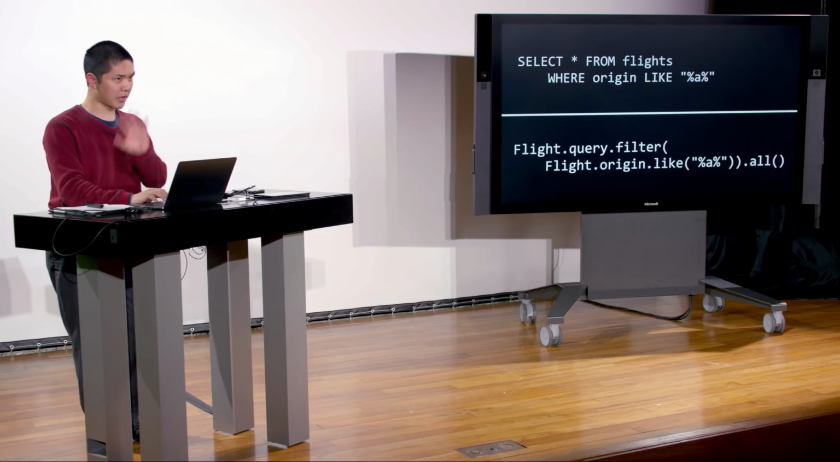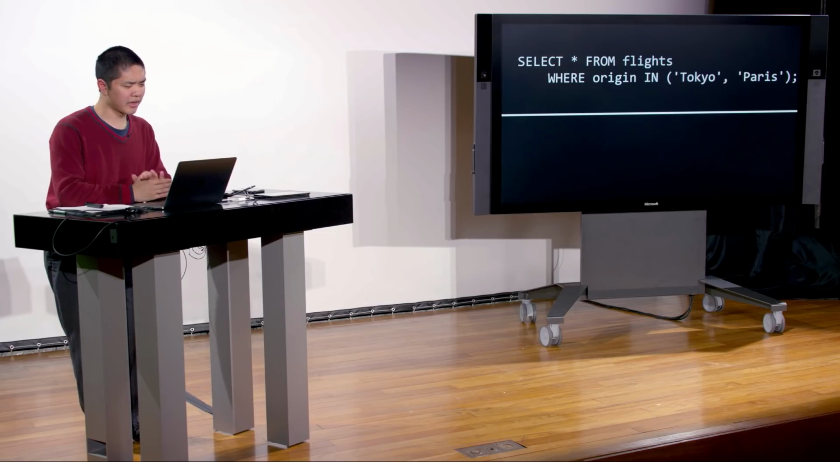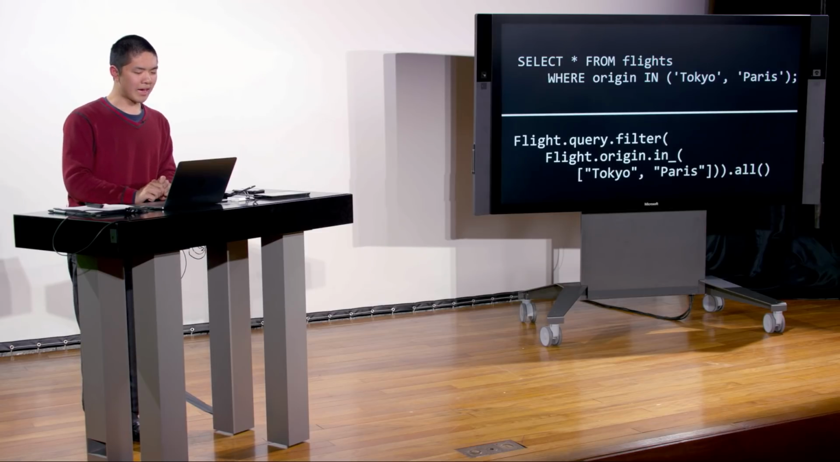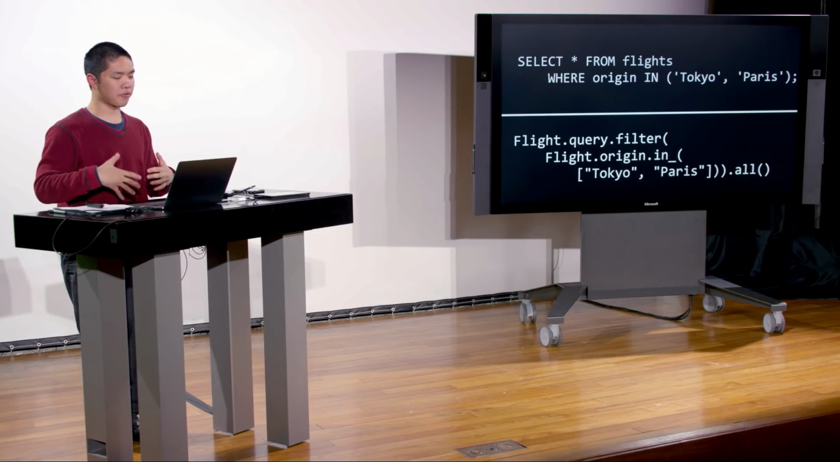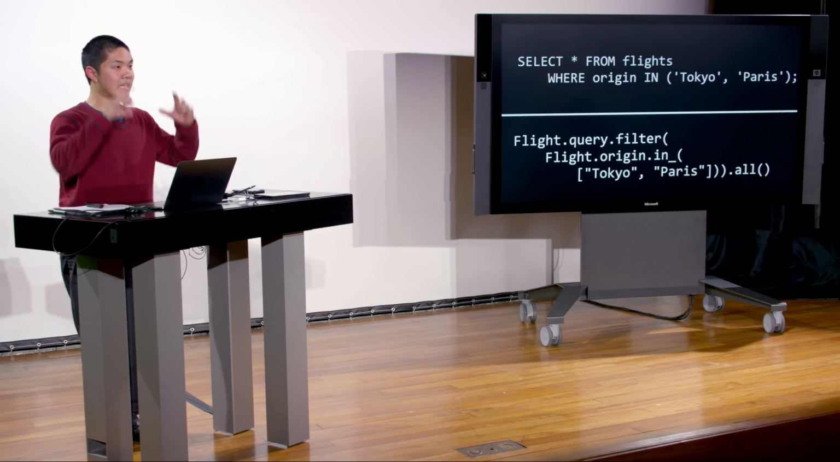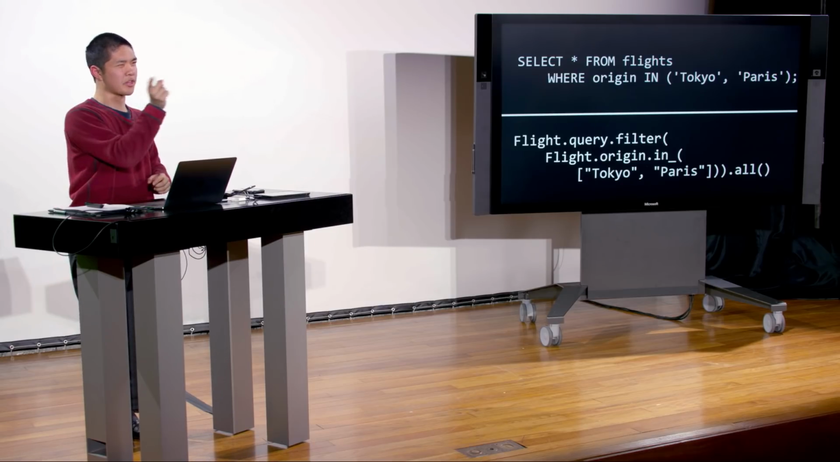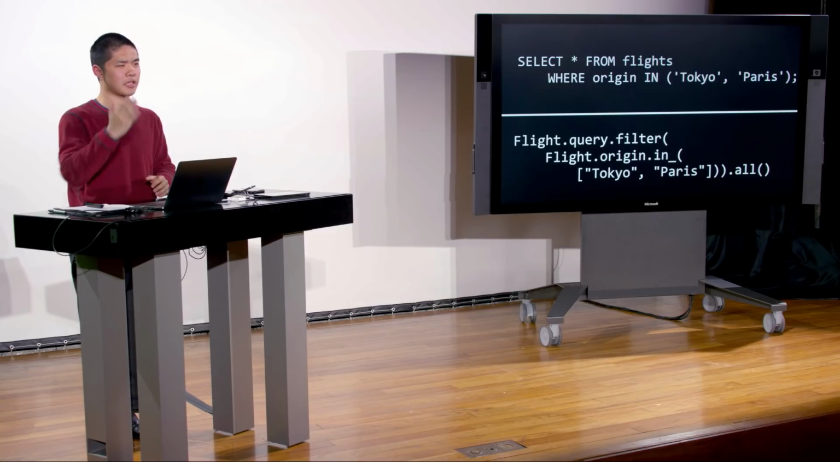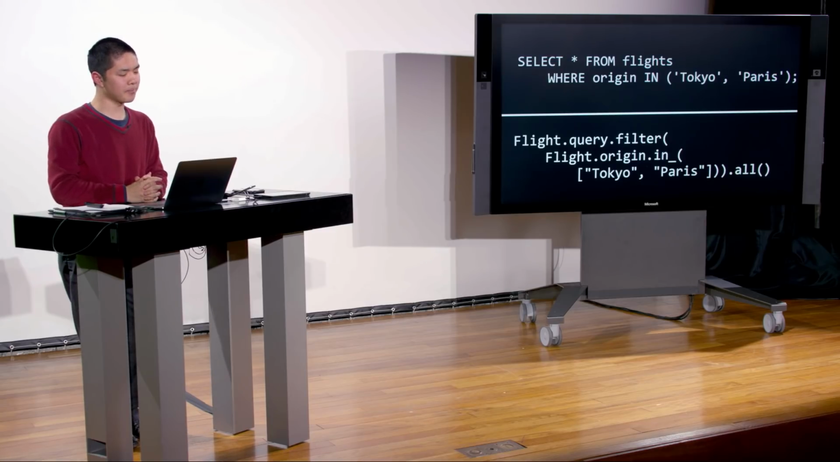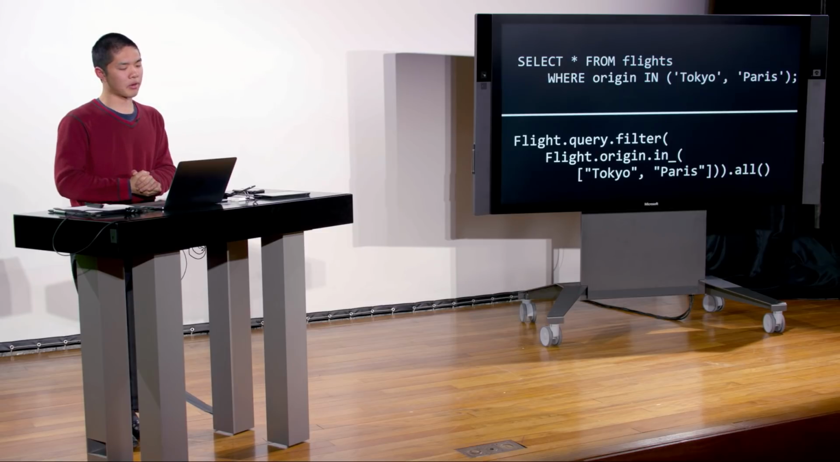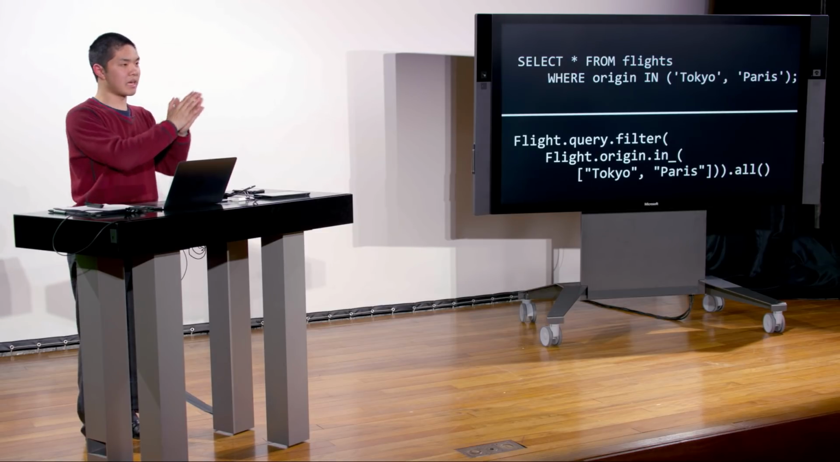And I'll go through a couple others very quickly. Select star from flights where origin is in Tokyo and Paris. That looks something like this. Again, we're going to do flight.query.filter, and then inside of the filter, we have flight.origin.in_, in with an underscore because in happens to be a Python keyword, so the underscore helps to differentiate it. And then just this list, Tokyo and Paris. This is just a Python list, and we're saying query for where the flight's origin is in this list of possible origins.